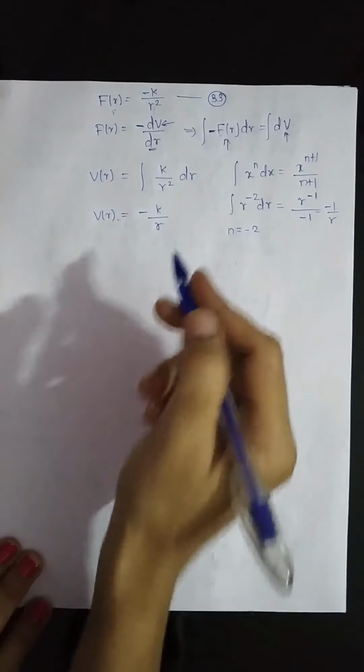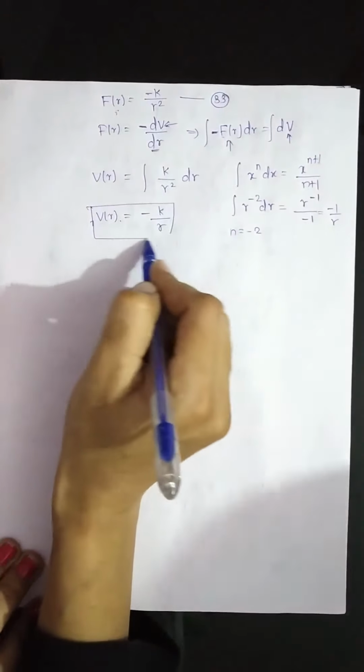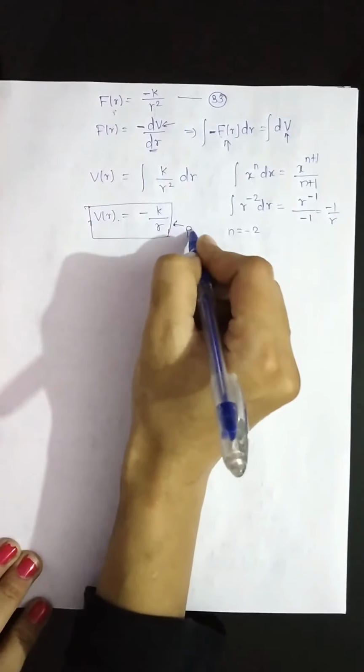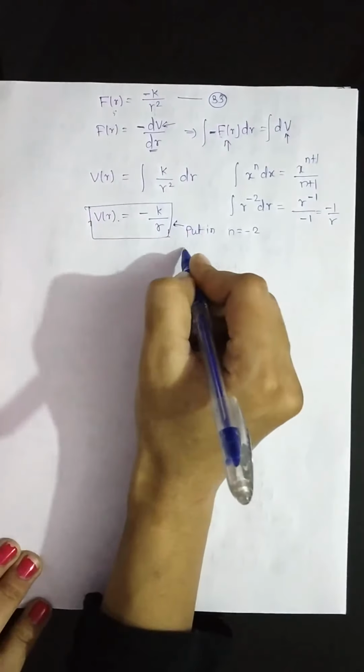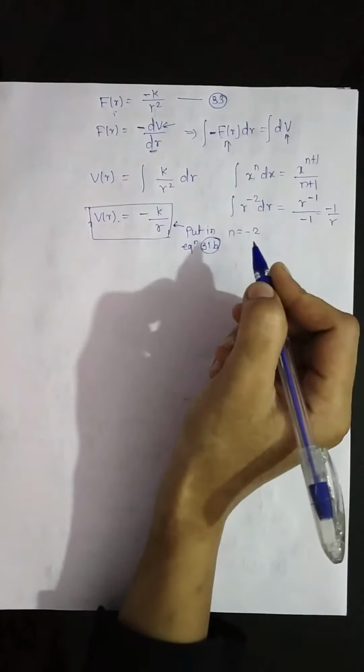Now this V of r, that is the actual potential, is minus k by r. So we have to substitute this in equation number 31b. So what was our equation 31b?